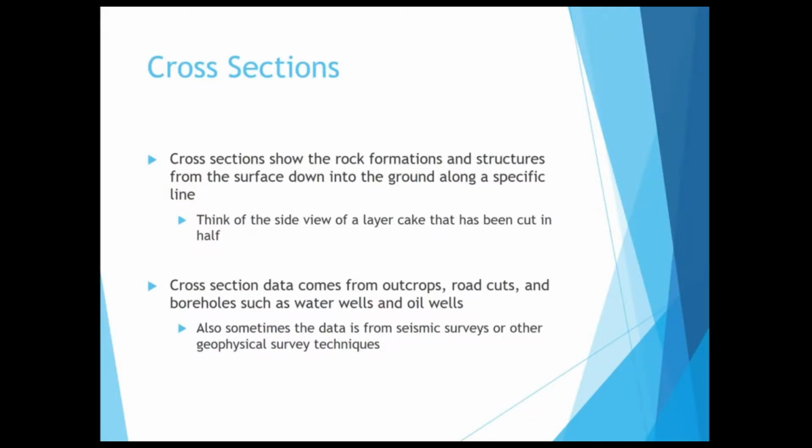Cross sections show rock formations and structures from the surface down into the ground along a specific line. It's kind of like the side view of a layer cake that's been cut in half. We're looking at the inside down into the ground. It's like the road cut in a mountain that's been blasted to put a road through.